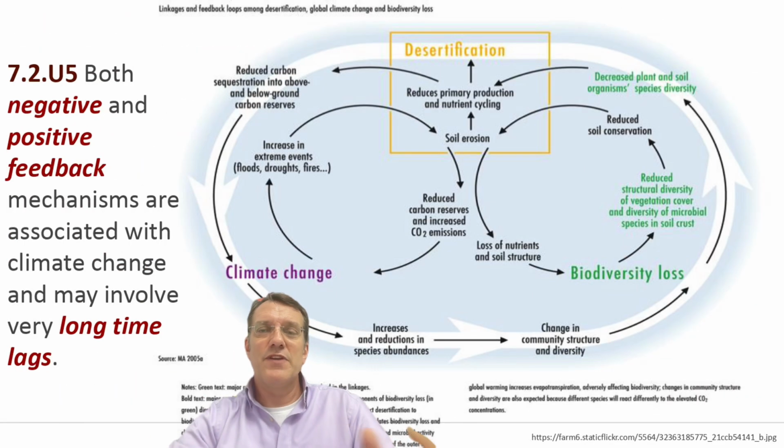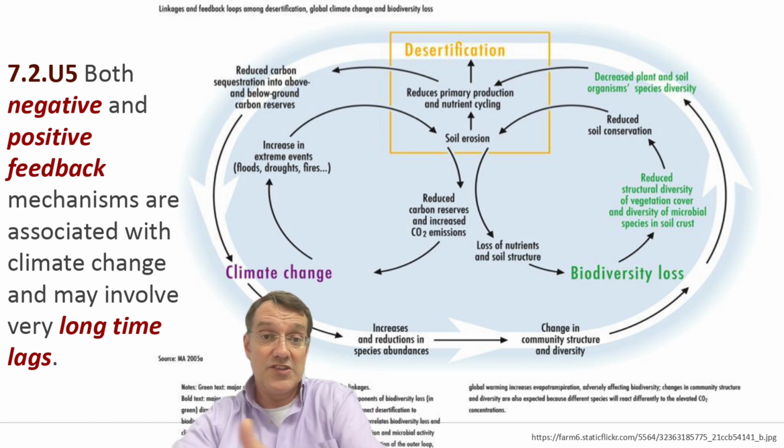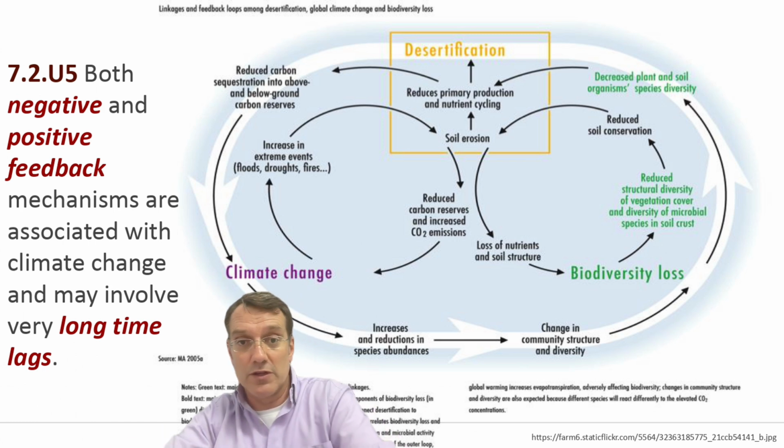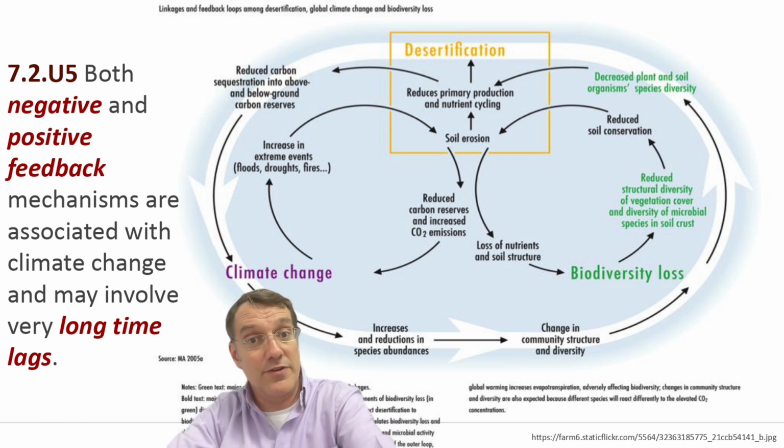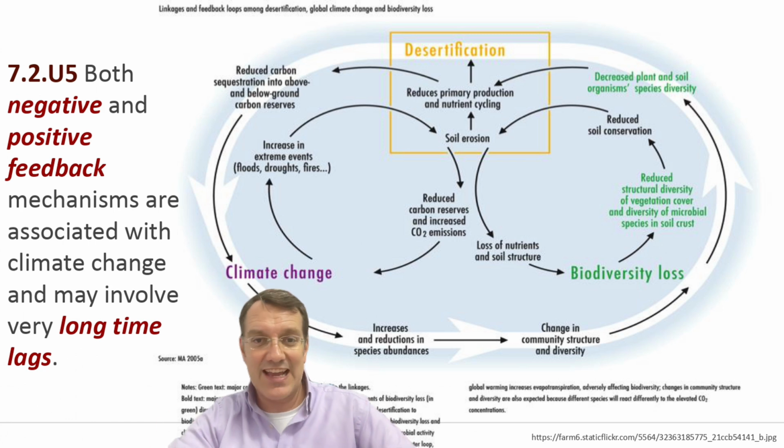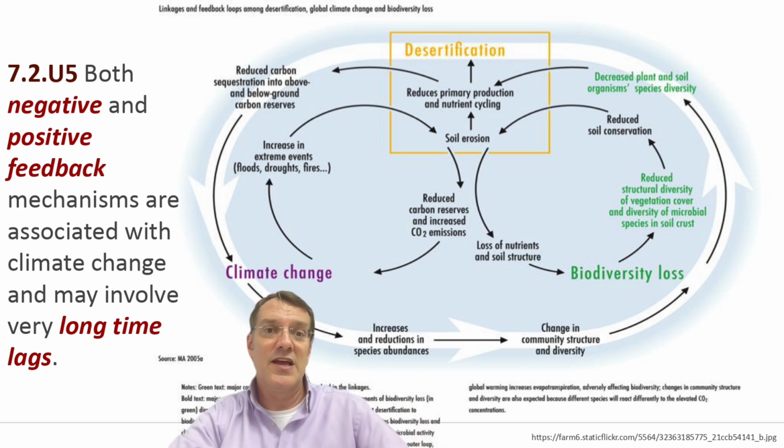When we study climate change feedback mechanisms, we need to understand both positive and negative feedback loops, and equally importantly, their time lags. This picture shows how desertification, biodiversity loss, and climate change are all interconnected. Notice how each process feeds into the others. For example, when climate change increases extreme weather events, this leads to soil erosion, and that reduces carbon storage capacity, which then accelerates climate change further. These cycles can take decades or even centuries to fully manifest, and that makes them especially difficult to address.